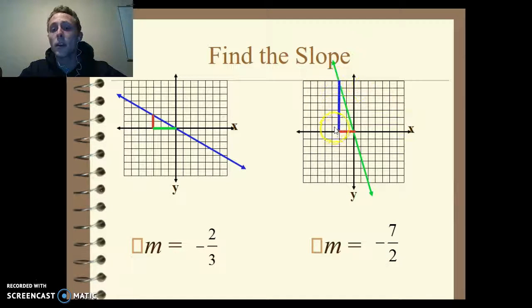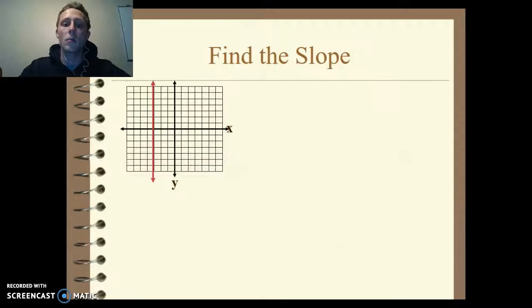Now the cool thing that happens, if you would have chosen a point down here and the point up here, you would have fallen -14, and then your run would have been 4, and that still reduces to -7/2. So it doesn't matter what points you pick as long as they're well-defined points, because your fraction is going to simplify regardless. All right, let's take a look at one more.